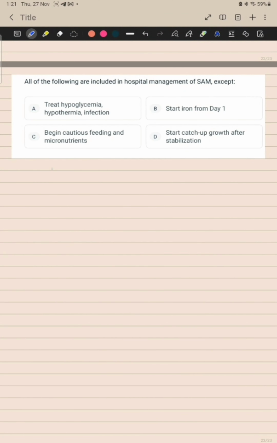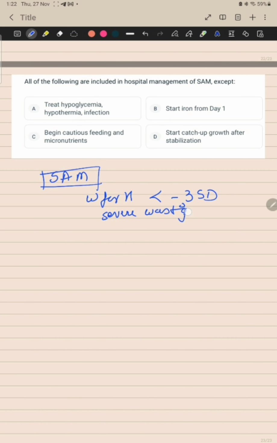So this was the question about SAM, that is severe acute malnutrition. So how do we define severe acute malnutrition? Weight for height less than -3 standard deviation. There will be severe wasting, which will be visible.